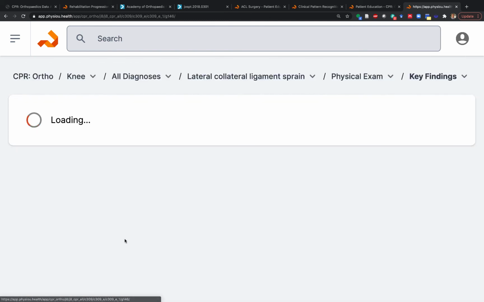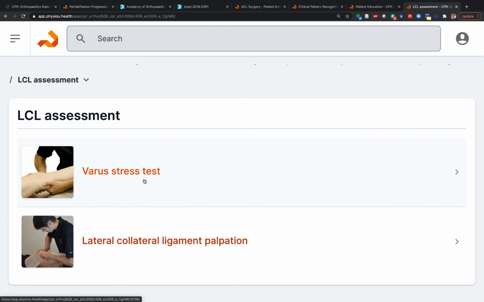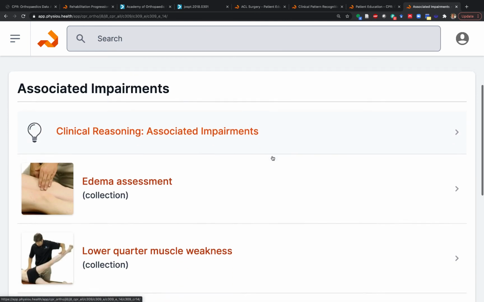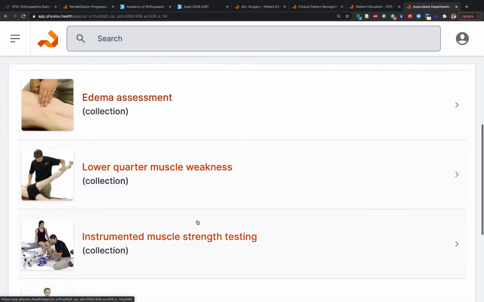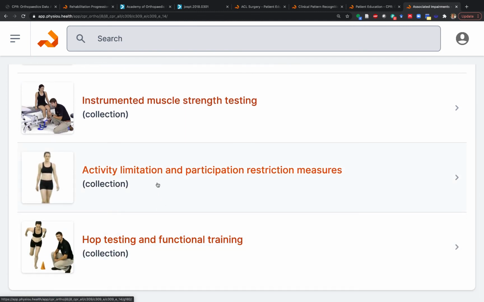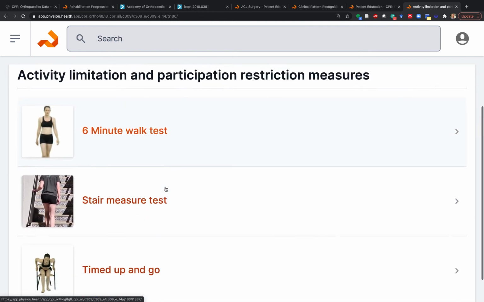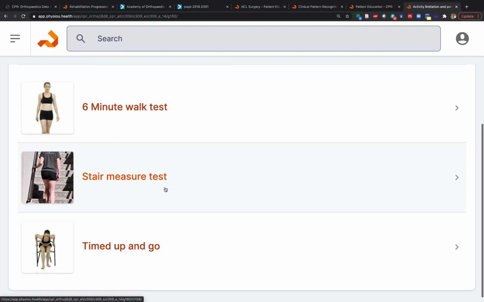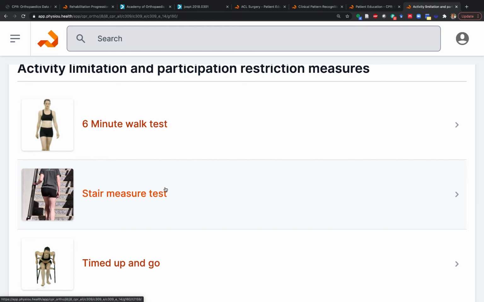But here's my LCL assessment, a varus stress test, right? The patient, this is the medial knee here, and the therapist is applying a varus stress to stress that lateral ligament. And then here's the palpation of the ligament. And in the physical exam, the associated impairments, glute strength, quad strength, right? Here's your quad strength with dynamometer, looking at hop testing. So all of these things are all the same because a ligament is a stabilizer of the knee. And so we look at activities that stress the stability system.